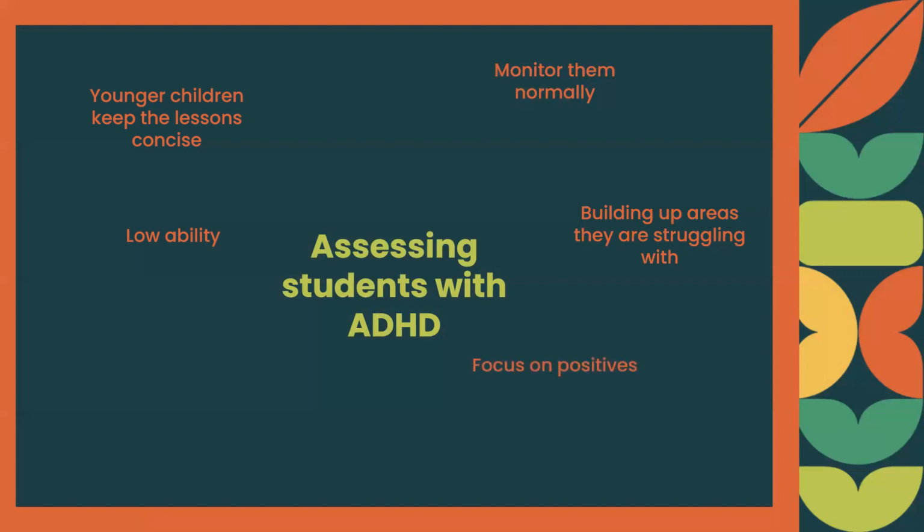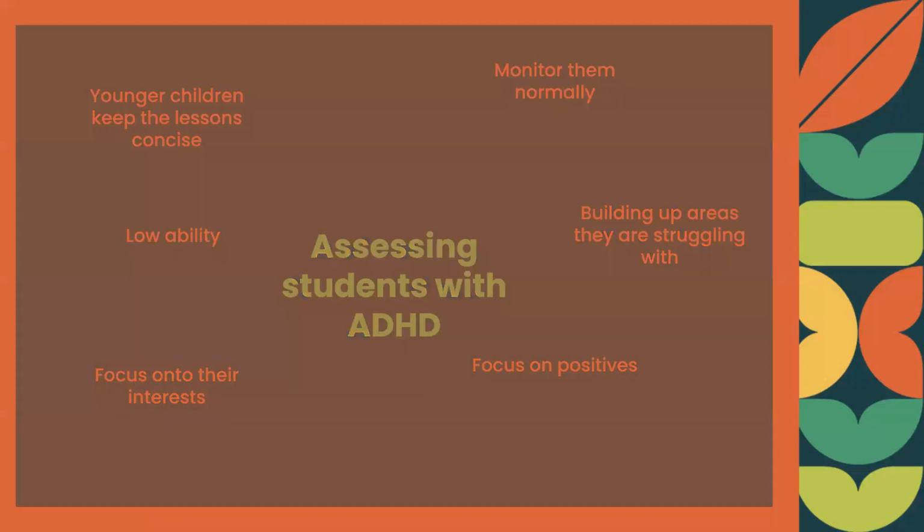And like with dyslexia, it's about focusing on the positives. Don't keep bringing them down with things they're doing wrong, because then they're not going to be engaged as much. If they are really good at something, really lean into that and focus on it. And focus on their interests too. Try to steer the lessons towards something they are really interested in, and you'll find that they are a lot more engaged throughout the lesson.